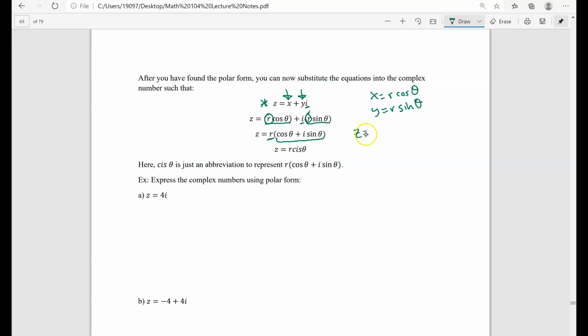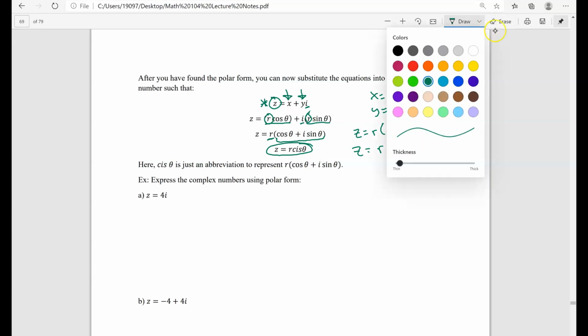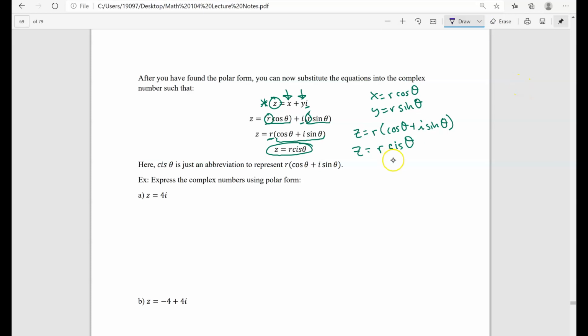So basically, the way that you write the polar form of this complex number is r times cosine theta plus i sine theta. Okay? A short way to write it is this way: z is equal to r cis theta. So cis, C stands for cosine, i stands for the i, and S stands for the sine, and then a theta. So it's just a short way to write it.